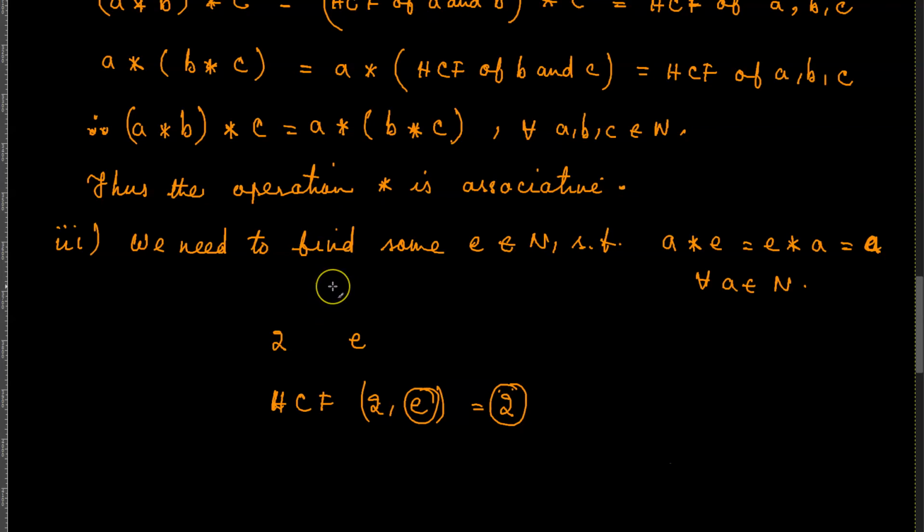So that's the operation. Now, an element E belonging to N will be the identity for the operation star if A star E is equal to A is equal to E star A for all A belonging to N. But this relation is not true for any A belonging to N. Thus, the operation star does not have any identity. As I suspected before, it doesn't exist.